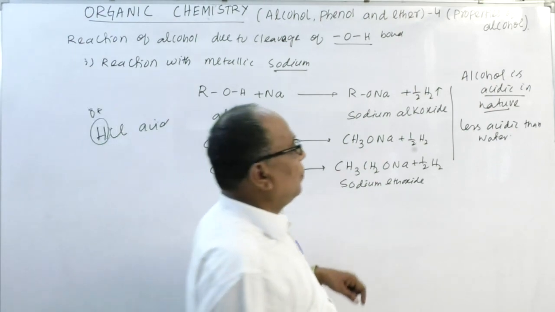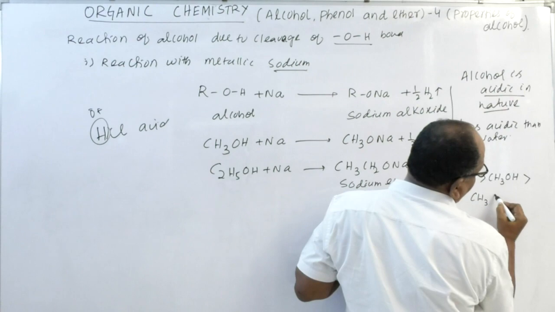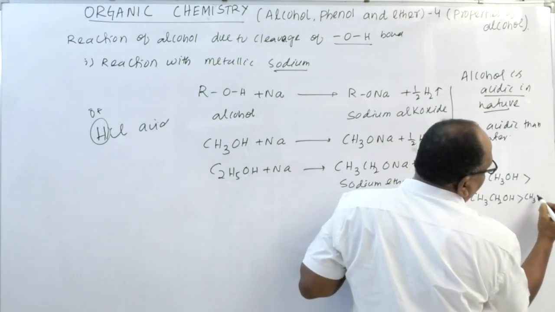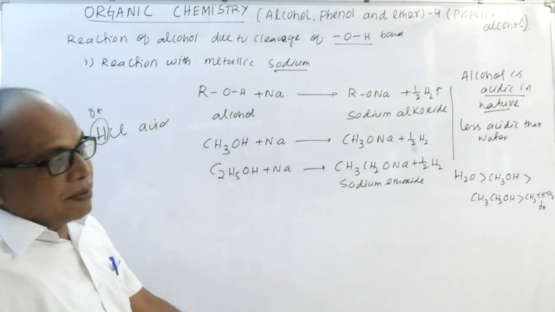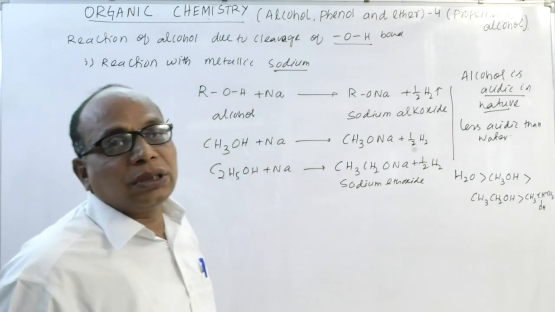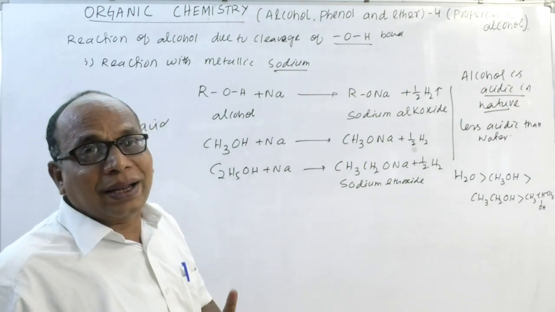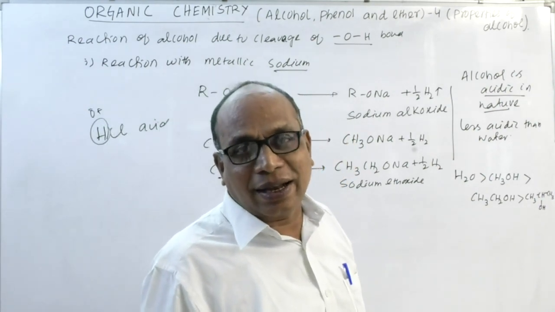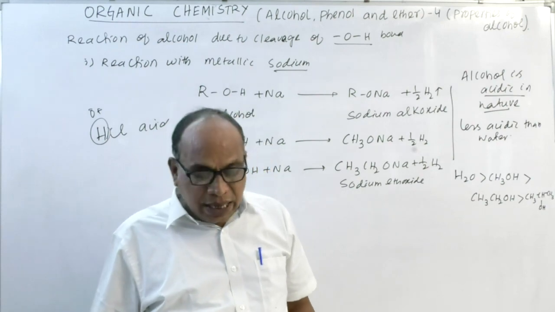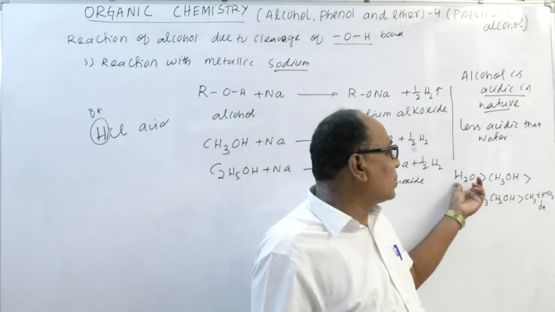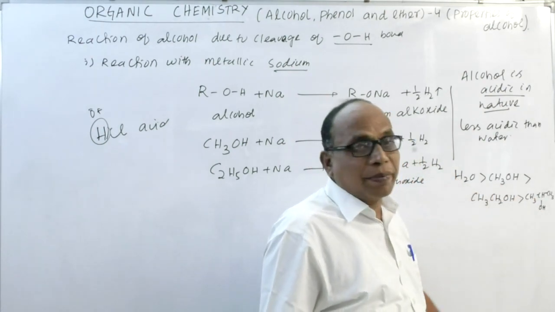So water is more acidic than methanol, which is more acidic than ethanol, which is more acidic than isopropyl alcohol or secondary propyl alcohol. And the tertiary alcohol never shows any acidic character. That's why alcohols are acidic in nature, but less acidic than water. When alcohol is dissolved in water it does not produce H plus ions like HCl, because alcohols are less acidic than water. Okay, students, water is more acidic than methyl alcohol, which is more acidic than ethyl alcohol, because of the increasing bulky alkyl group, then isopropyl alcohol.